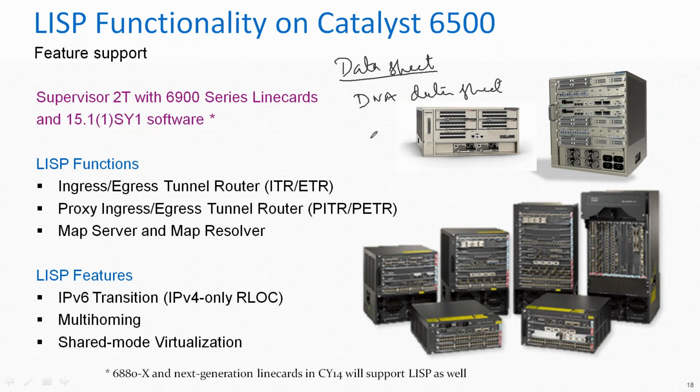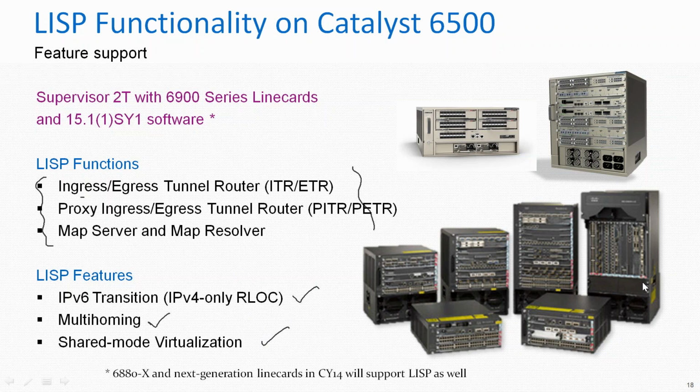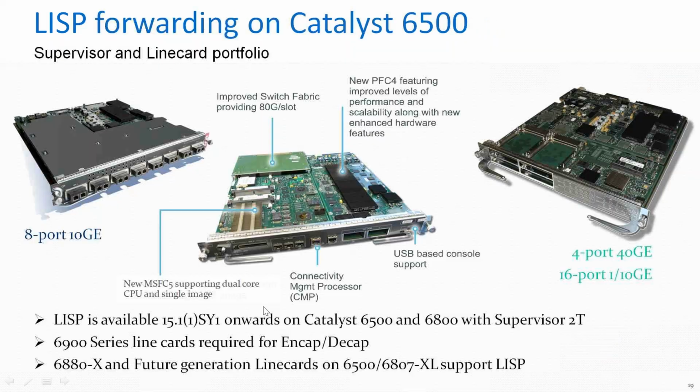Even you can refer to the DNA data sheet. There you will come to know what types of devices we have in the control plane. We have n number of devices supported in the LISP infrastructure, not only in LISP, but in DNA infrastructure as well. You can cross verify. Now, if you are using a 6K platform, say 6900, you have ingress, egress tunnel router, proxy ingress, egress tunnel routers, map server, map resolvers. These are the functions of LISP that we have already discussed. What are the LISP features? We can do IPv6 translation, multi-homing, shared virtualization, which we have just discussed. So these things are possible in 6900.